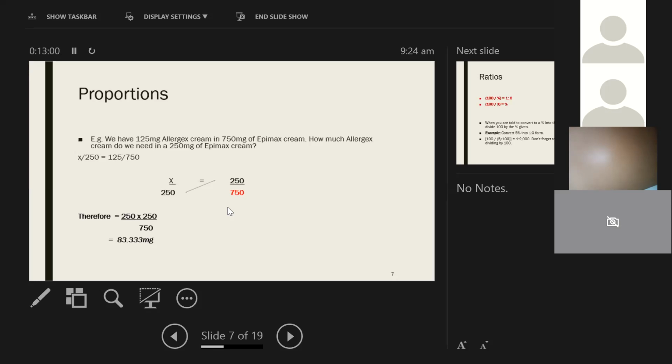But if you have 250 milligram of Epimax cream, that means that your Epimax now is less, right? So how much Allergex do you need in that pot of Epimax cream, which is less? It means that you also need less Allergex cream, correct? Think of it in this way.